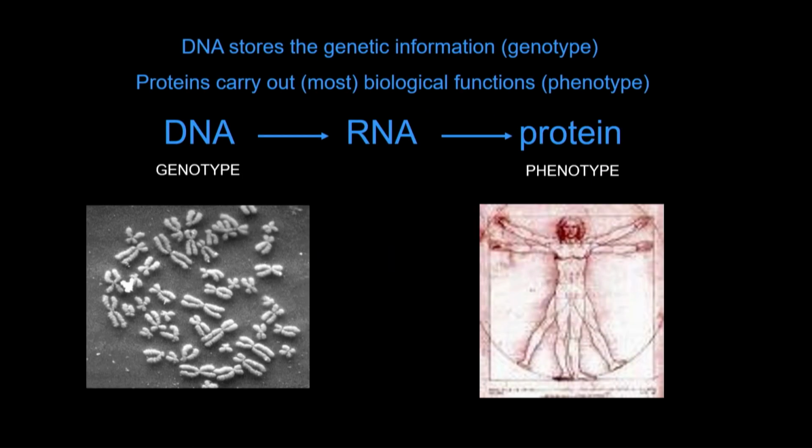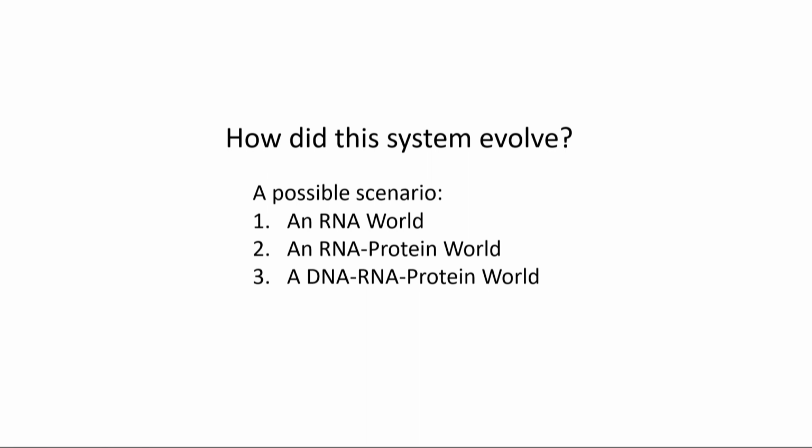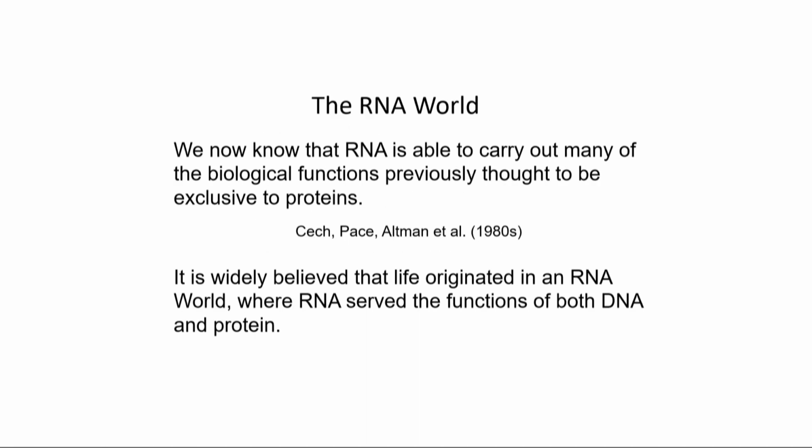So how did this system evolve? A possible scenario, as I said, starts with the RNA world, and then you have proteins, and you have an RNA protein world or RNP world, and then an RNA DNA protein world. The RNA world emerged from the discovery of ribozymes by Cech, Pace, Altman, and others, and now there are many, many examples of catalytic and other kinds of functional RNAs. So it overturned the idea that proteins are the sole functional molecules of biology, and opened up the idea that life could have originated in an RNA world.